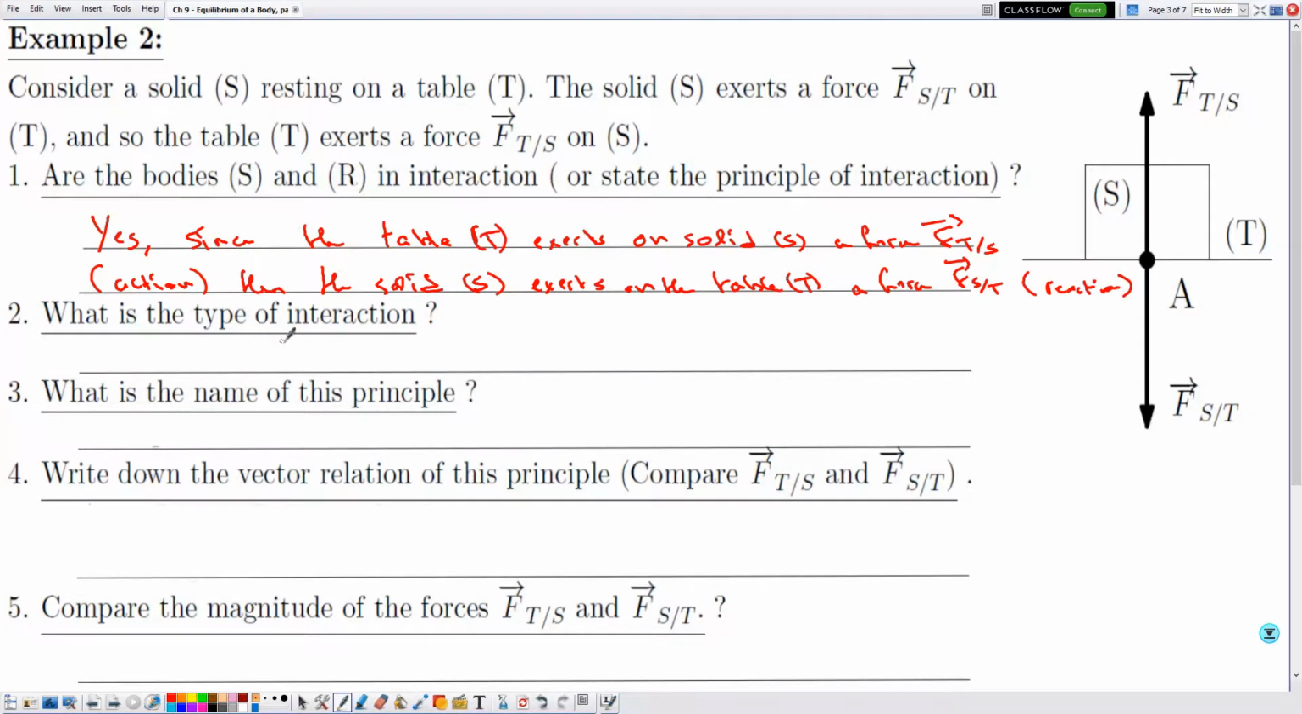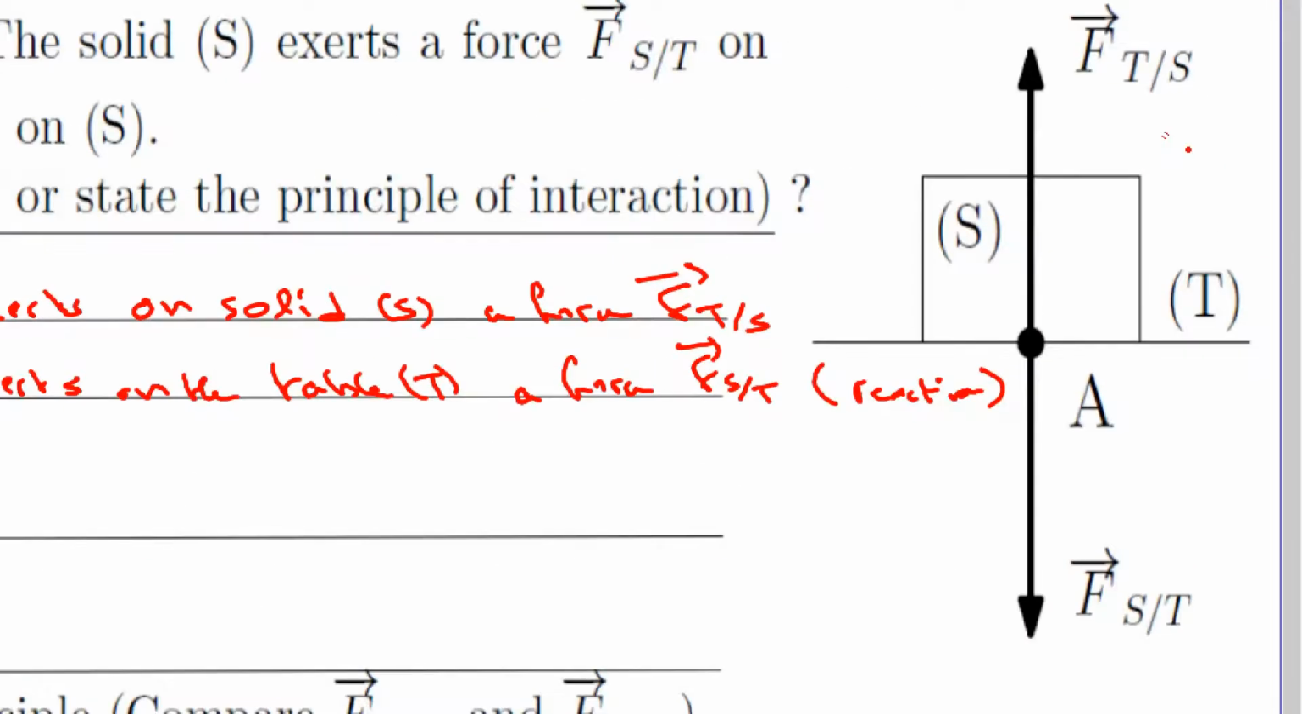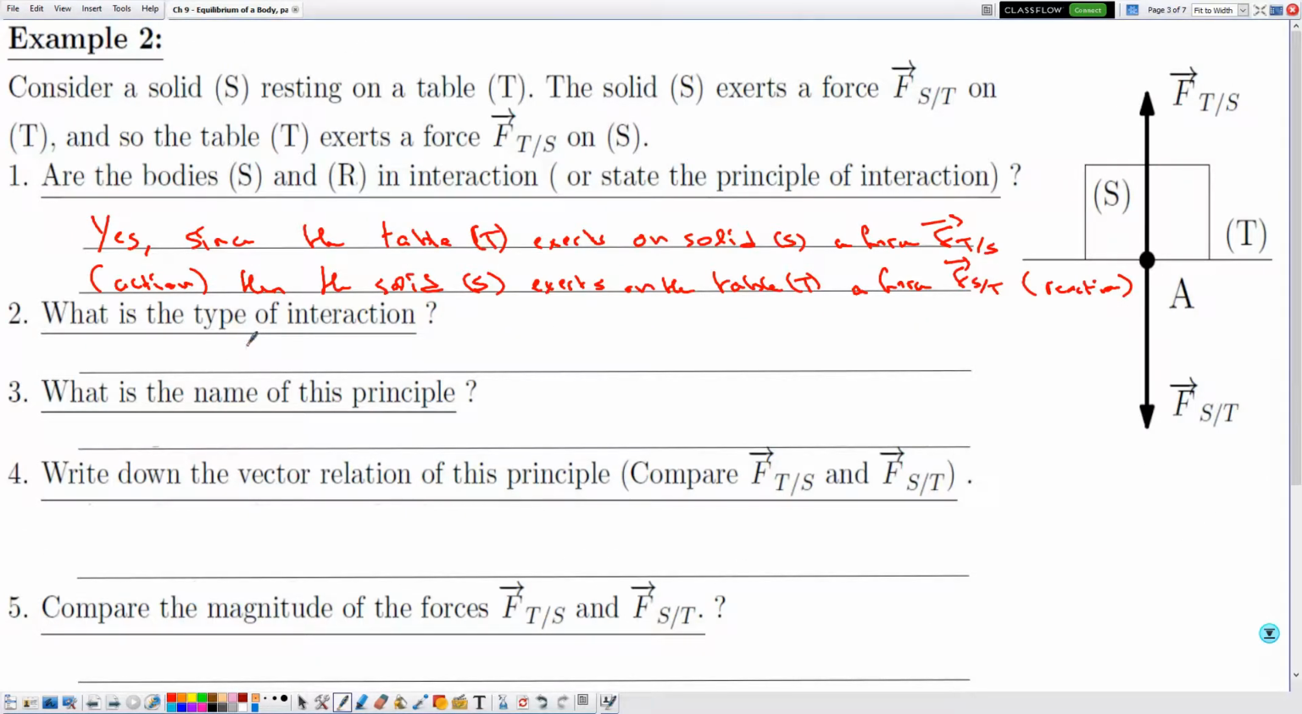Now, what's the type of interaction? Here we know that we have two types of interaction. They are given by interaction by contact or interaction at a distance. Since both bodies that are involved in the interaction, the solid and the table, are in contact at the point A, this interaction is said to be interaction by contact.